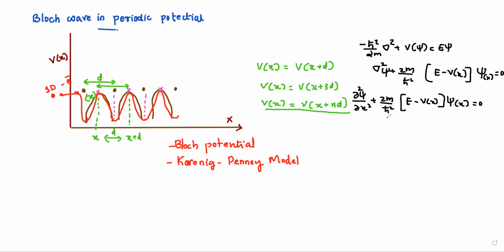And here we have a solution. V of x is equal to V of x plus nd, or V of x is equal to V of x plus d. Similarly, the potential is the same, and the kinetic energy has no change. So we can write that the wave function is also the same: psi of x is equal to psi of x plus d.